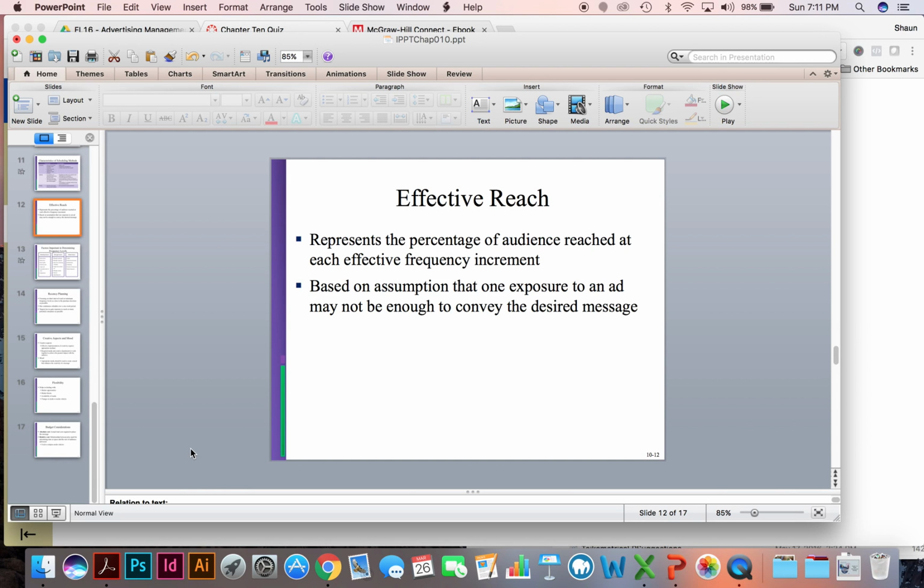Now, this has a lot to do with how well known your brand name is. For instance, the Lake Erie Crushers minor league baseball team. They're not a very well-known brand, so it's going to take a larger percentage of frequency to get their message through than, say, the Cleveland Indians, who have a more well-established brand.